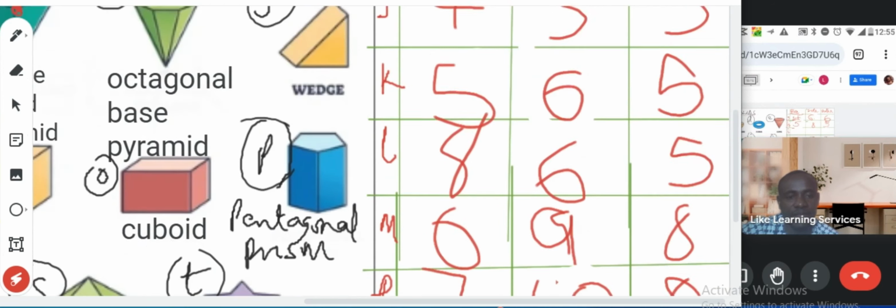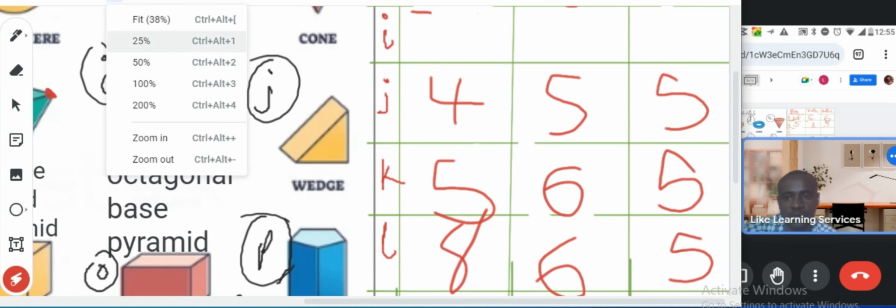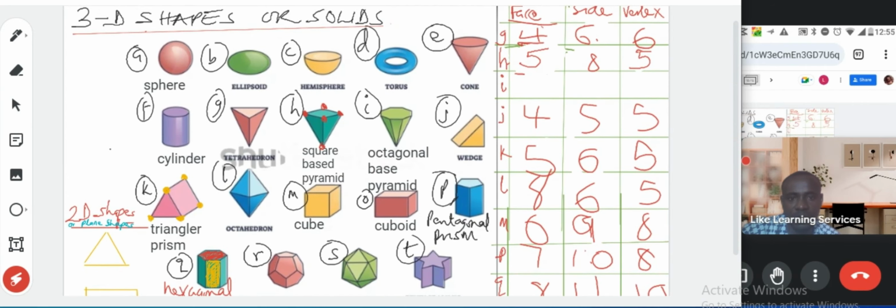Can we look at the question you answered? I asked you to write the number of faces, the number of sides, and the number of vertices for each of those, isn't it? I hope you're still here. Yes. Now, the faces, of course, are the plane shapes that make up the 3D shape. For instance, let's count this G.